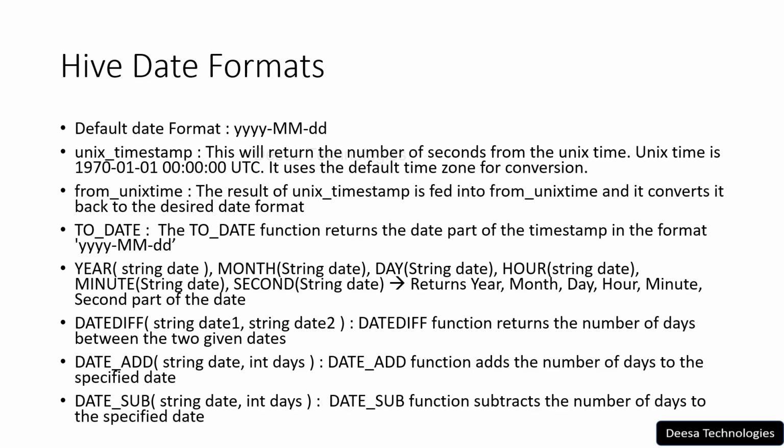Then we have something called date difference, which will return the number of days which are different between the two dates. You give two dates, and then date difference will give how many days are different between the two. Date add and date sub are basically to add the number of days and to subtract the number of days from a specific date. So we will try a few examples and understand them.